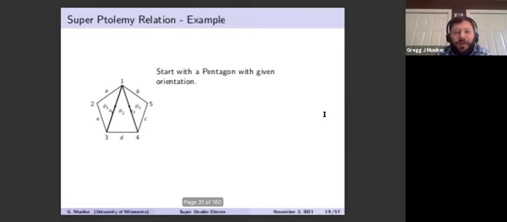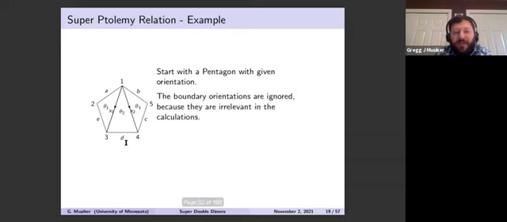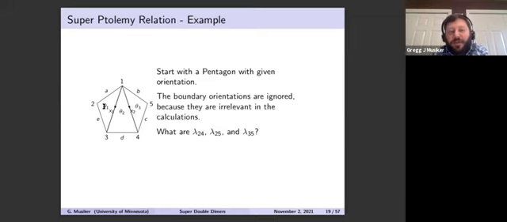Okay, so I want to do this example of the pentagon. So let's start with this specific orientation, just to make the bookkeeping precise. And we're going to flip X1, the edge between 1 and 3. And we're going to basically rotate it 90 degrees through edge D. The boundary edges are ignored, but I'll just mention their orientation when they're negated just for bookkeeping purposes. And so we want to understand what are the super lambda lengths from 2 to 4, 2 to 5, and 3 to 5.